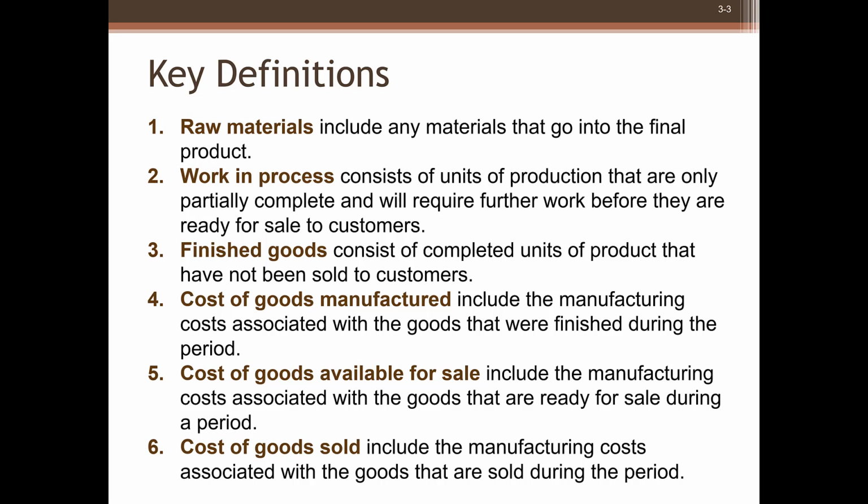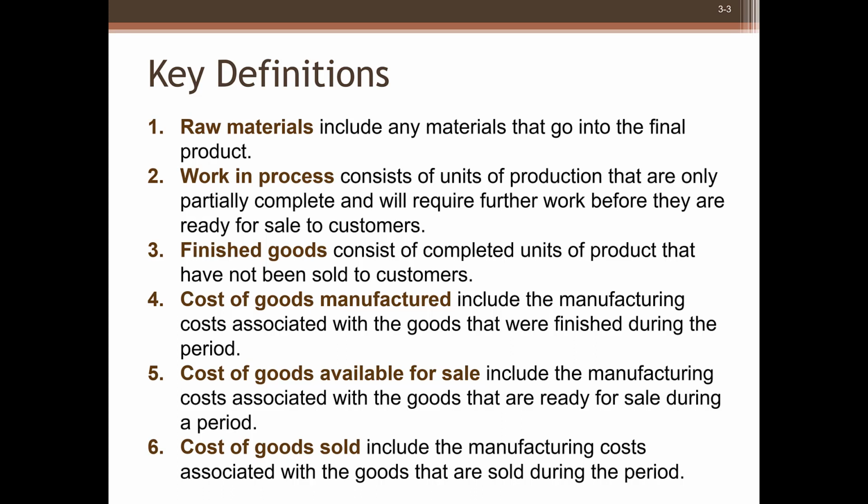Number 4, cost of goods manufactured. Cost of goods manufactured includes manufacturing costs associated with goods which are finished during the period. Number 5, cost of goods available for sale. Cost of goods available for sale include manufacturing costs associated with goods which are ready for sale during the period. In Intro to Financial Accounting, remember you learned the inventory equation, beginning inventory plus purchases, and you'll get cost of goods available for sale. That's the term here, same.